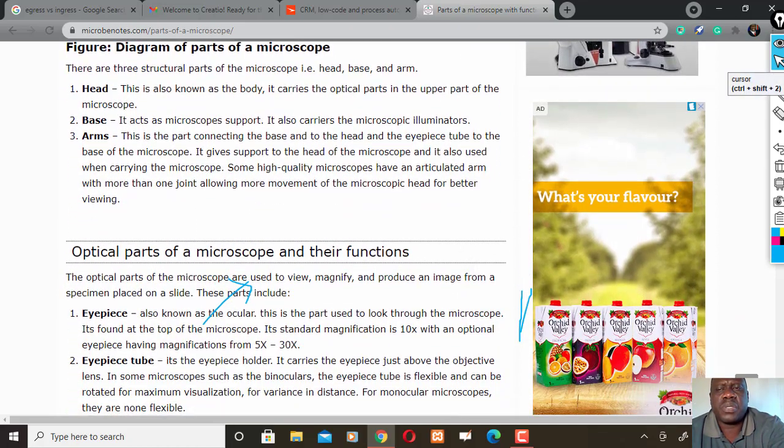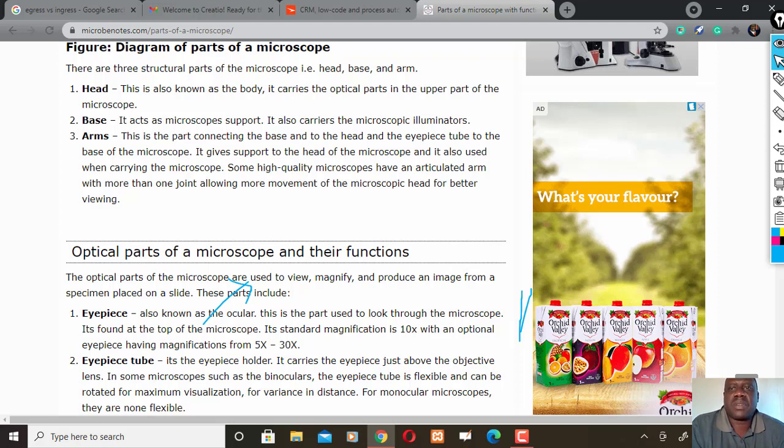So if you look at the functions of each one of those parts, starting with the head, which is also known as the body, it carries the optical parts in the upper part of the microscope. The base acts as the microscope support and carries the microscopic illuminators. By illuminators, we mean those components that are supplying light. Then you have the arms.